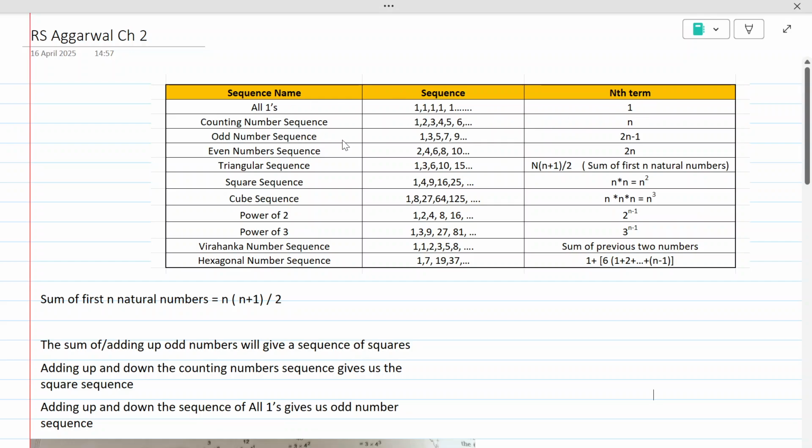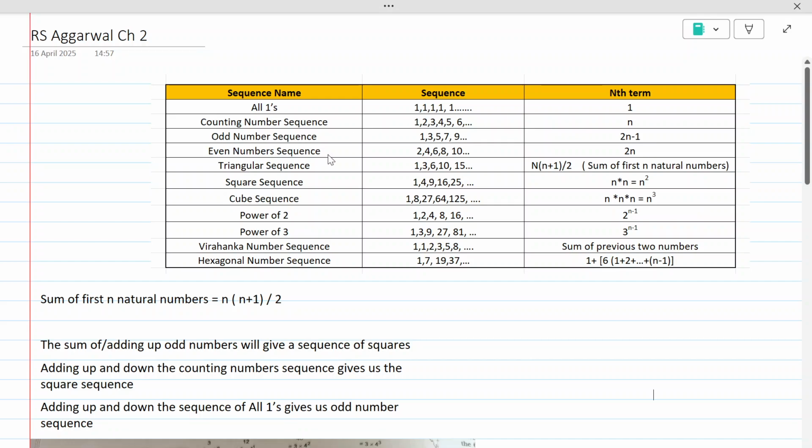Then we have a counting number sequence which is 1, 2, 3, 4, 5, 6 and so on, natural numbers. And if I need any nth term, then it will be the number itself. Like if I need the 32nd term, then the term will be 32. Next, we have an odd number sequence 1, 3, 5, 7, 9. And to derive the nth term, we will use the formula 2n minus 1. So if I need the 11th term of the sequence, we will use 2 multiplied by 11 minus 1.